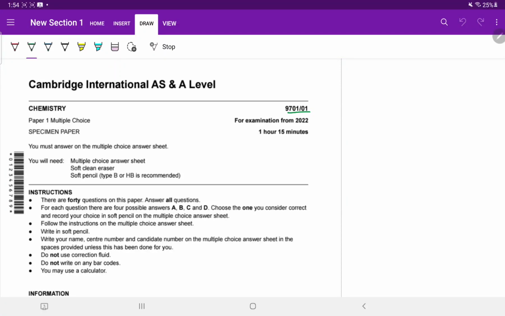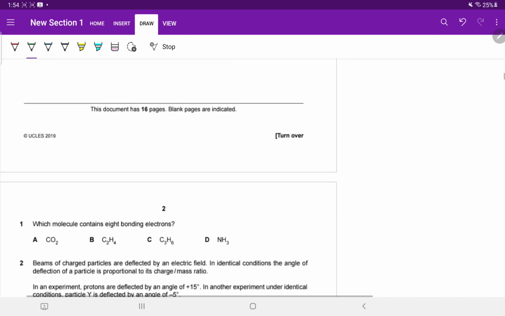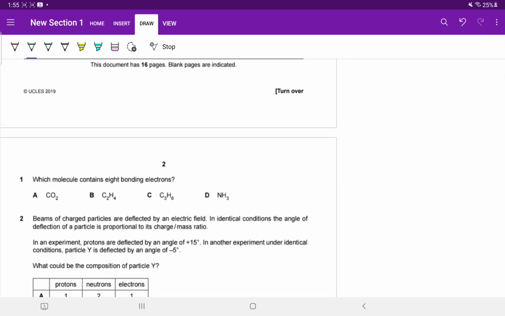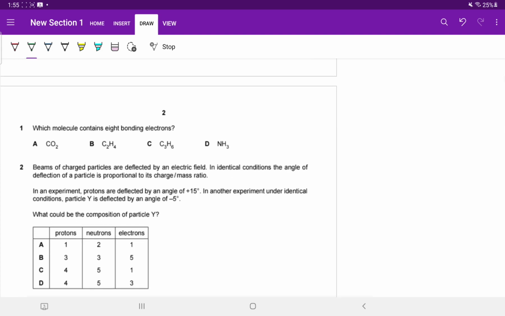So today I'll be solving the AS level chemistry specimen paper of 9701, which is Cambridge. This paper is completely based on the new syllabus, which will be followed from 2022. So let's solve it. The first question says, which molecule contains 8 bonding electrons?